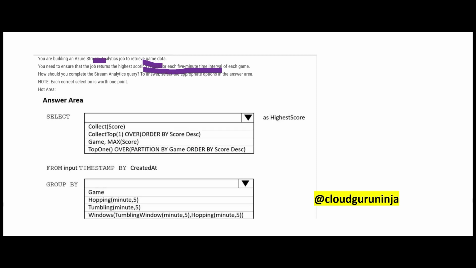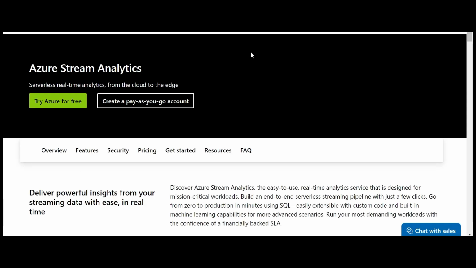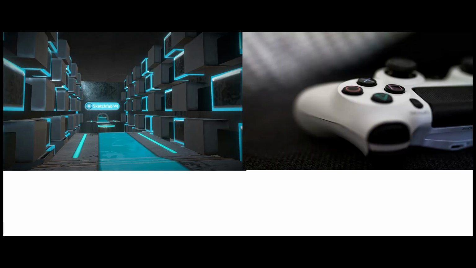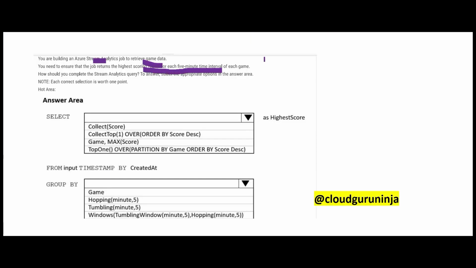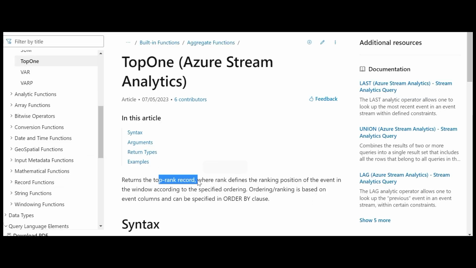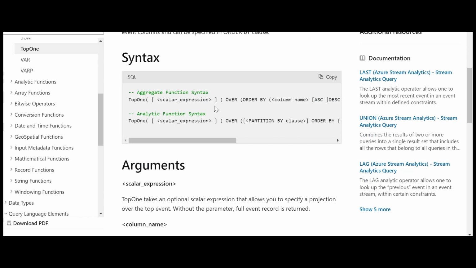So you are formulating a select query for analyzing the data coming from Stream Analytics. Which sort of data? It is gaming data. Since we are looking only for the highest scoring, there are multiple options. One is TOP 1. What is TOP 1? This will help you return the top-ranked record, and it defines the ranking position of the event. This is exactly what we need, and this is the syntax of how it is used.